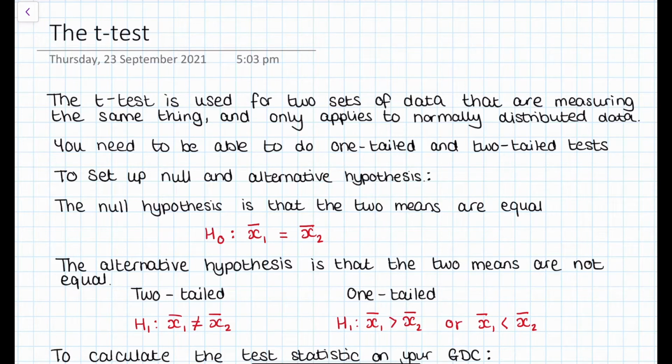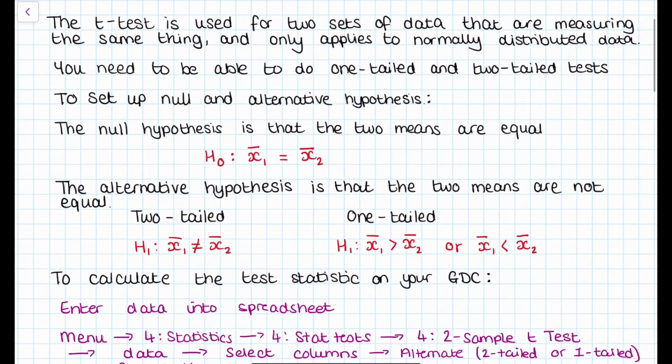To set up null and alternative hypothesis, the null hypothesis is that the two means are equal. So the mean of the first set of data is equal to the mean of the second set of data. The alternative hypothesis is that the two means are not equal. And you can have a two-tailed or a one-tailed. So a two-tailed is when the two means are not equal. A one-tailed is when we're looking at if one mean is greater than or less than the other mean.